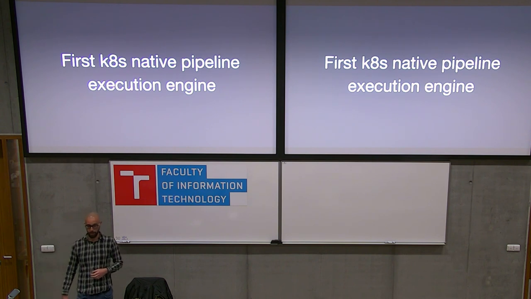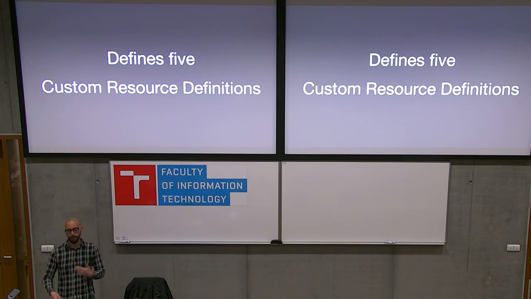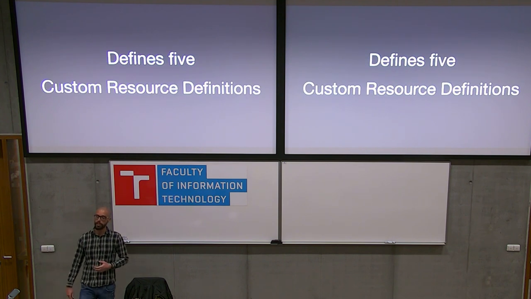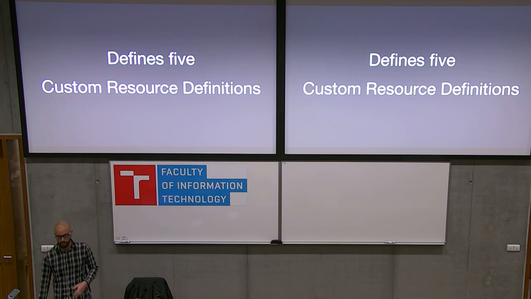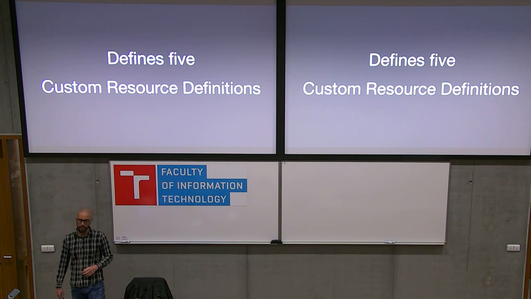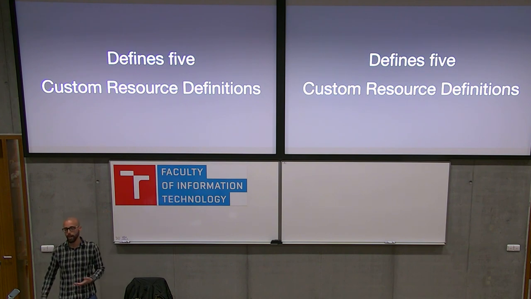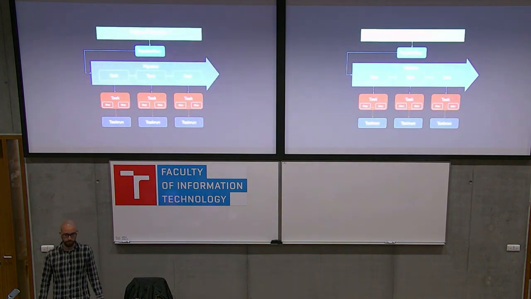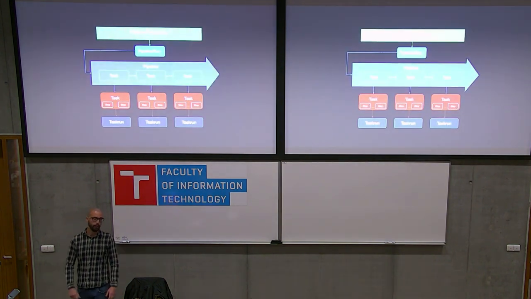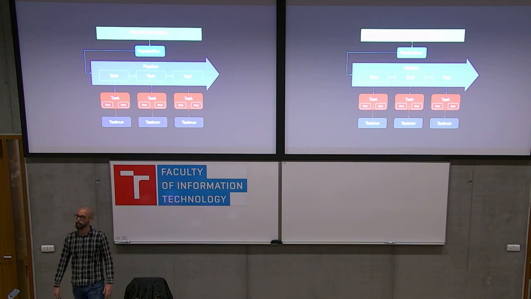And how does it work? I will go through the basics. We have a few custom resource definitions. I identify 5 building blocks, but they are actually increasing. And there is also a tiny controller, which is watching for CRDs in our Kubernetes or OpenShift cluster. So this is a bird's eye view of the resources. Let's go quickly through them.